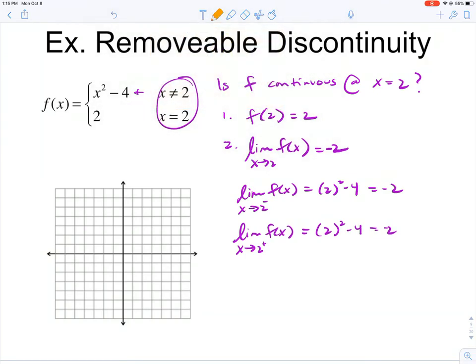So because step 1 and step 2, or condition 1 and condition 2, from our definition do not agree, we know that there will be a removable discontinuity at x equals 2.